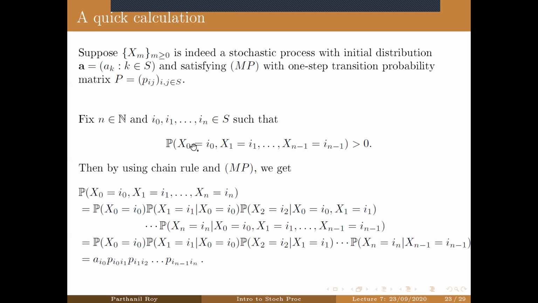Okay. So now instead of the conditional probability, let's look at the joint probability all the way up to n. So X_0 equal to i_0, X_1 equal to i_1, all the way to X_n equal to i_n. So let's use the chain rule. If we use the chain rule, we'll get this.